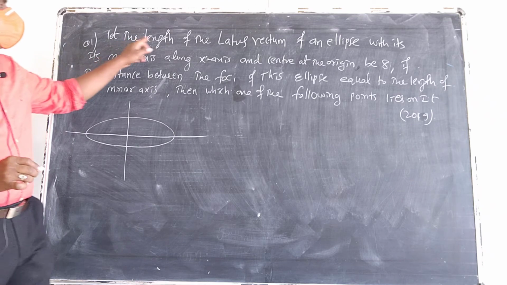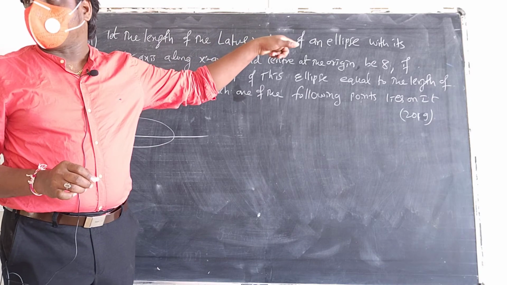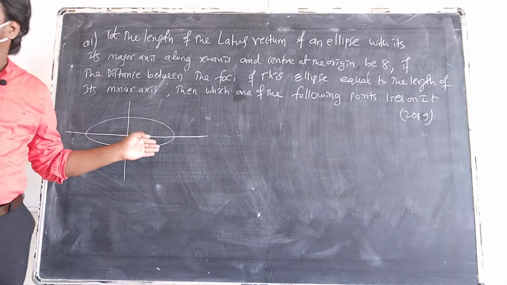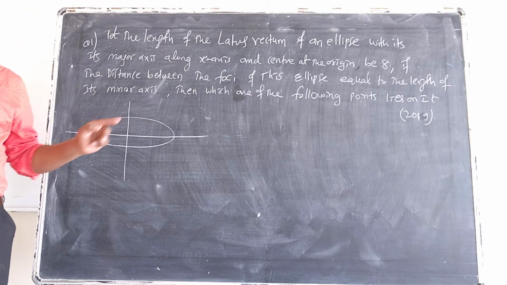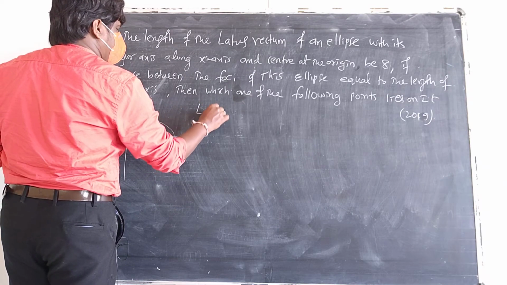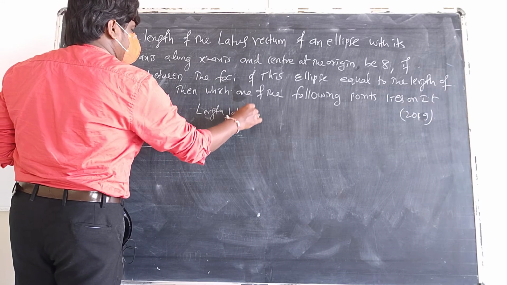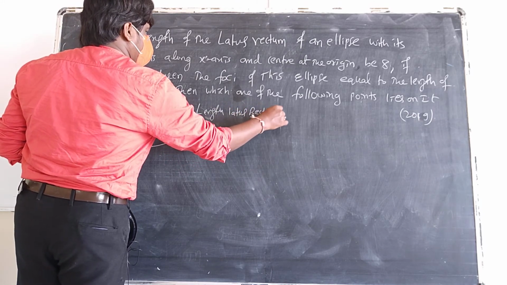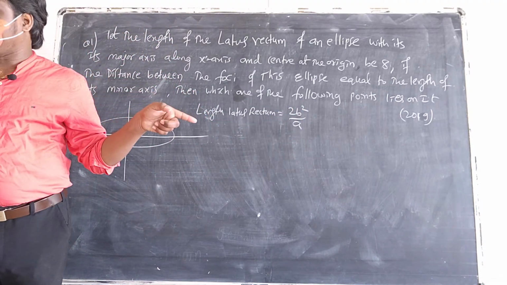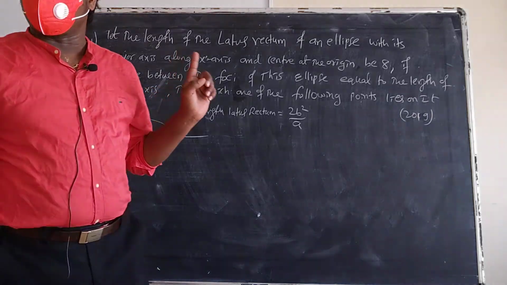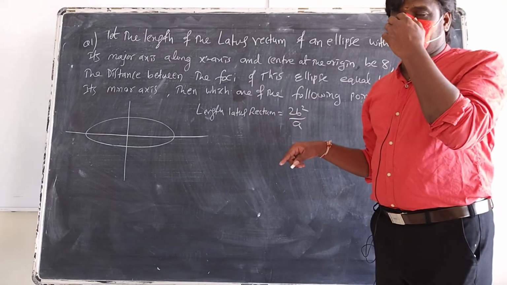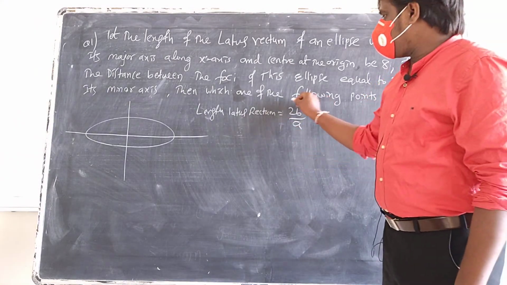He is saying that the length of the latus rectum of an ellipse with the major axis along the x-axis. Then what is the length of the latus rectum? Latus rectum formula is 2b square by a. But if it is vertical, it is 2a square by b. The latus rectum formula changes. Horizontal means 2b square by a. I will explain now. Vertical also I will explain once, then only it is clear to you. So this is 2b square by a.